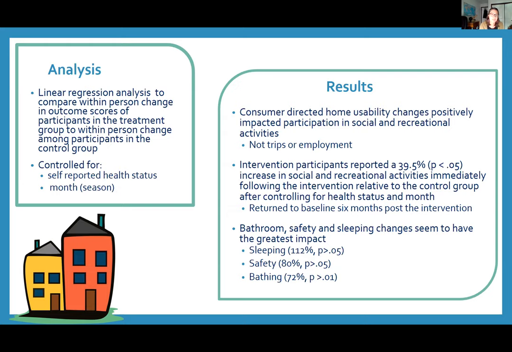So for our analysis, we did linear regression analysis to compare within-person change in outcome scores of participants in the treatment group to within-person change among participants in the control. We controlled for self-reported health status and then month to control for seasonality. And what we found was that consumer-directed home usability changes did positively impact participation in social and recreational activities. It did not impact trips or employment. One way we think about it is folks were still finding a way to get out to those discretionary things, but the non-discretionary things like the grocery store, but this did seem to make an impact on those social and recreational activities.